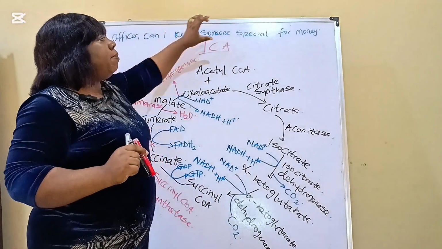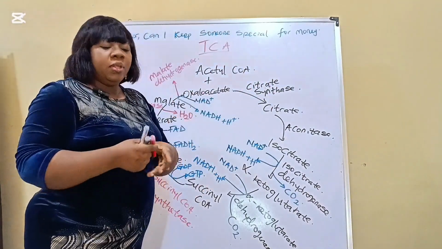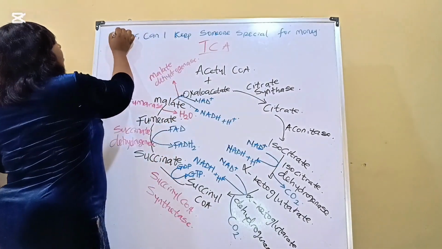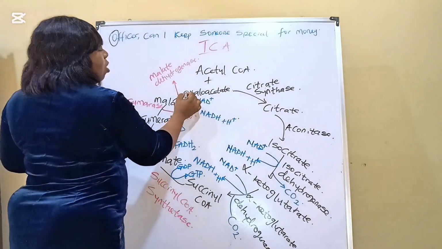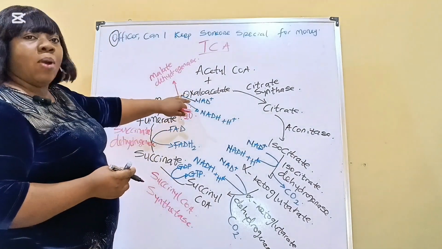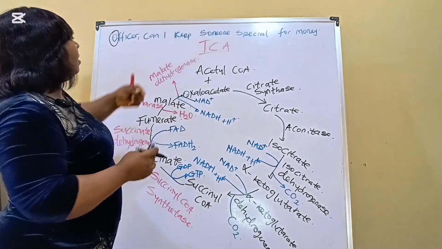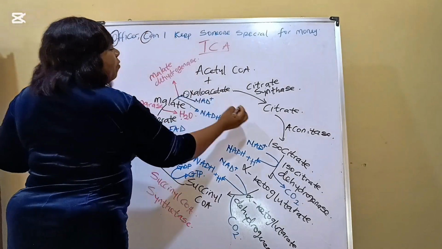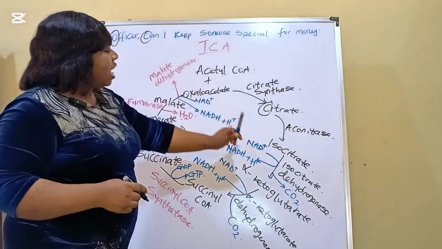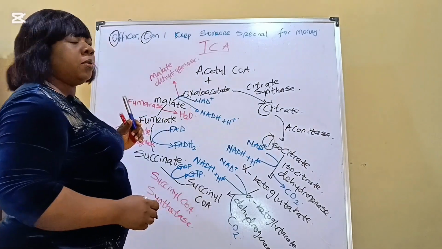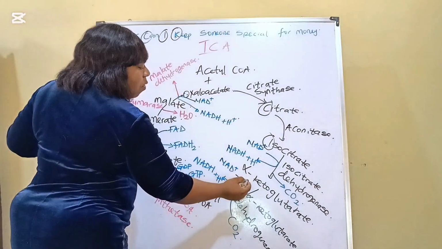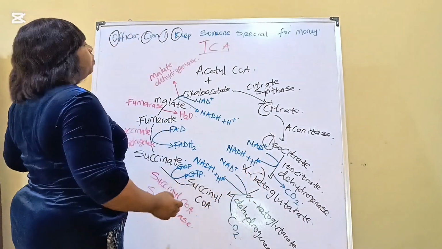Officer, can I keep someone's spare for money? Now let's break it down. Officer means oxaloacetate. That O stands for oxaloacetate. The C here stands for citrate. The I here stands for isocitrate. Keep, the K there stands for alpha ketoglutarate.